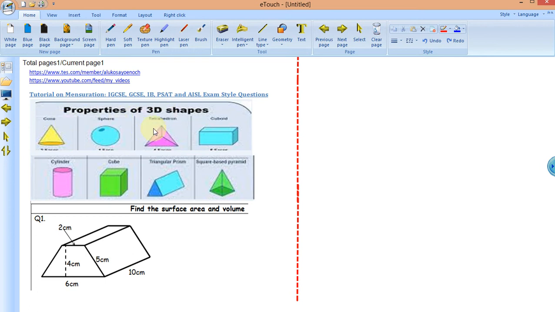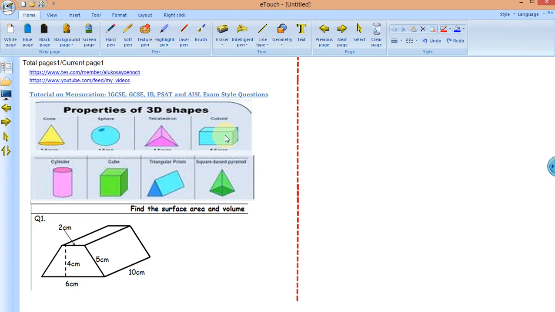Okay, so if you look at this, we have properties of 3D shapes. I have cone, sphere, tetrahedron, cube. If you look at these, you can actually differentiate these 3D shapes. We have prism. A prism has rectangular lateral faces, or better still, rectangular side faces. An example of a prism is a cuboid. A cuboid can be a square based prism or a rectangular based prism. Also, a prism has two bases or cross sections.